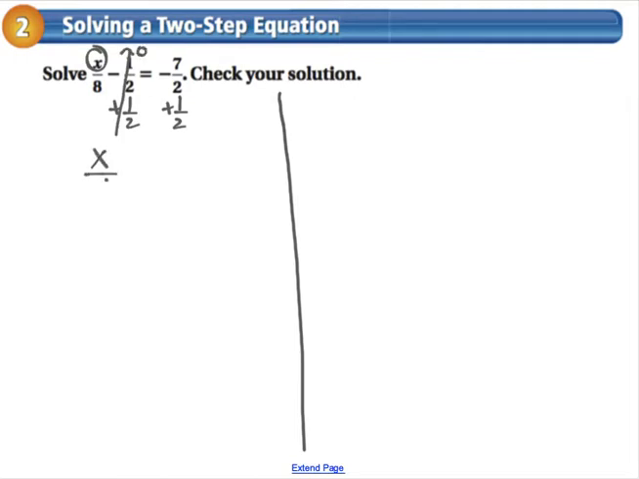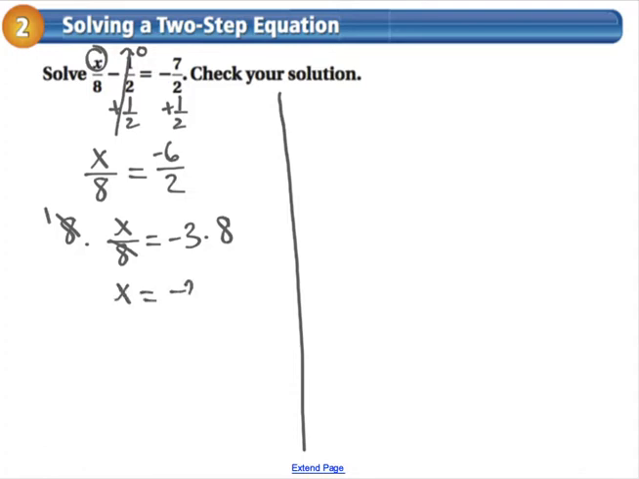I copy down the x divided by 8, and it equals negative 7/2 plus 1/2. There is a common denominator of 2. Negative 7 plus 1 is negative 6, which, by the way, actually just equals negative 3. So x over 8 is just equal to negative 3. Next, we multiply both sides by 8 to get rid of the dividing by 8 there. That's 1. 1x equals negative 24.